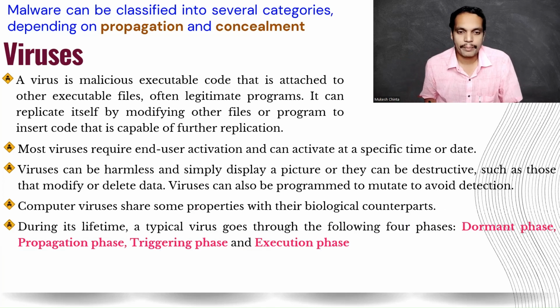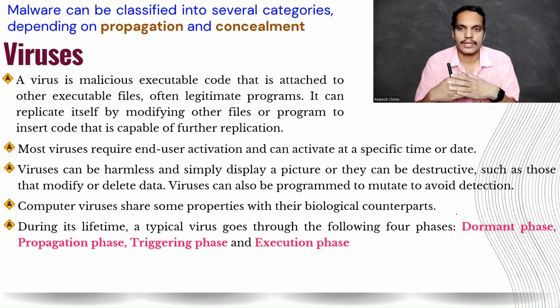During its lifetime, a typical virus goes through the following 4 phases. The first phase is the dormant phase, which we call the idle phase, where the virus does nothing and simply exists in the system, trying to make sure that it is not detected. The second phase is the propagation phase. Here, the virus is replicating itself. That means it is trying to find other executable files and infect them also. That is what it does in the propagation phase.